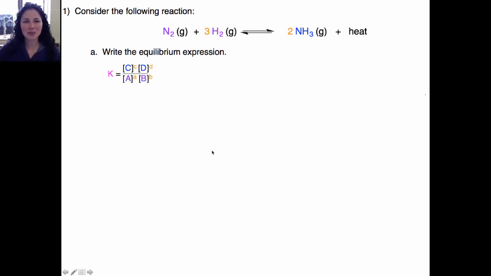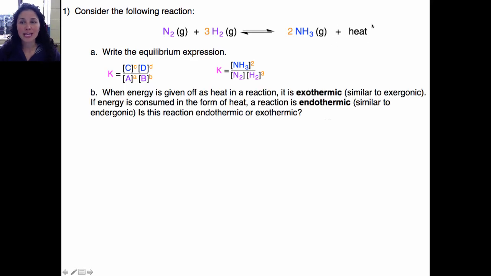Here's the equilibrium expression in the general form, and here's the equilibrium expression for this particular reaction. Notice that heat is a product here. When heat is released, it is energy being released in the form of heat. Because energy is released in this reaction, it's an exergonic reaction. Because that energy is released as heat, it is exothermic. If heat was a reactant rather than a product, the reaction would be endothermic, and since heat is energy and the reaction would be absorbing energy, it would be endergonic. In this particular reaction, heat is released, and so this is an exothermic reaction.